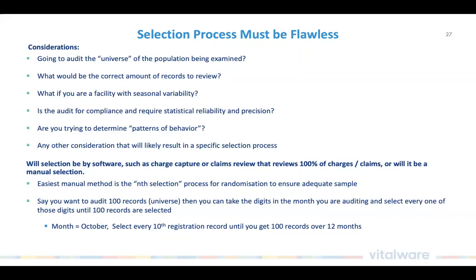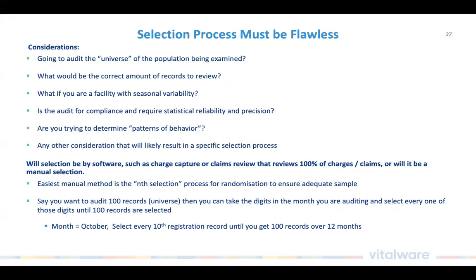So if compliance says, I need you to do this audit, then they're going to have to tell you how to do it, because there's statistics involved. What you're looking to do is see, is there a pattern of behavior here? Not, I found this thing happen one time, but things that happen over and over and over again that require remediation.